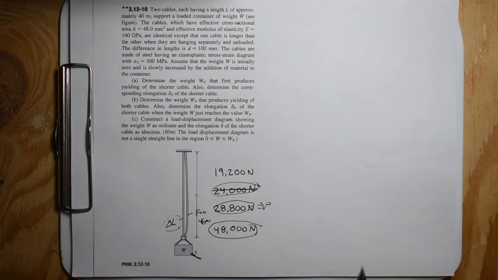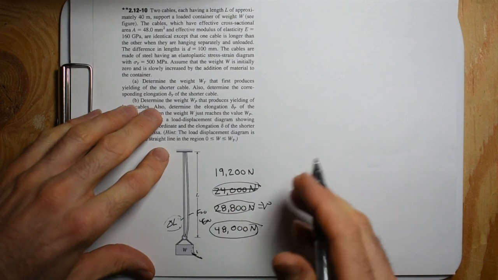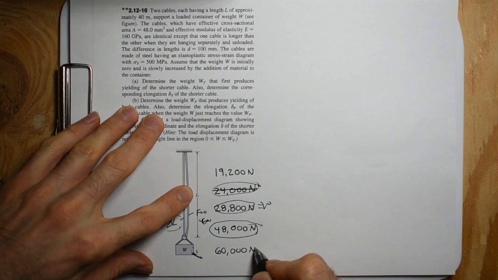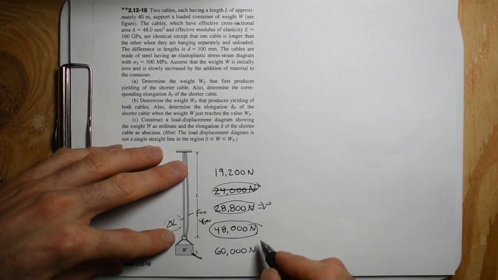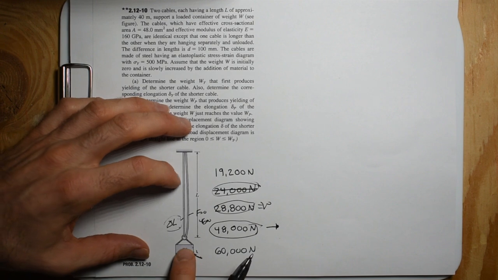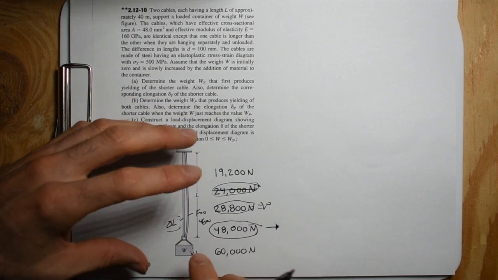Sorry about that. And then I always like to go one step further, especially with these plastic problems. Let's load the bucket up with 60,000 newtons. Well, now what? Well, it can't take it. This is the most it can take, and we're going to look over those charts in a second. And this thing is just going to stretch until it stretches and breaks.